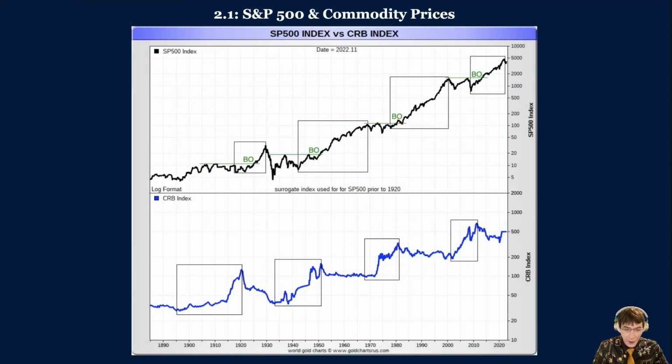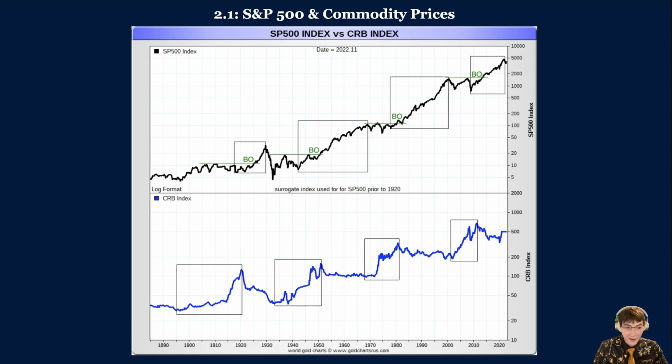In Figure 2.1, we plot and define the secular bull markets in stocks and commodities. We show the S&P 500 index and the CRB index, which in this chart is an equal weighted index of commodity prices. Most commodity price indices today are distorted by extreme weightings of energy commodities. The boxes highlight secular bull markets, and BO signals a breakout. As we can see, stocks and commodities take turns.